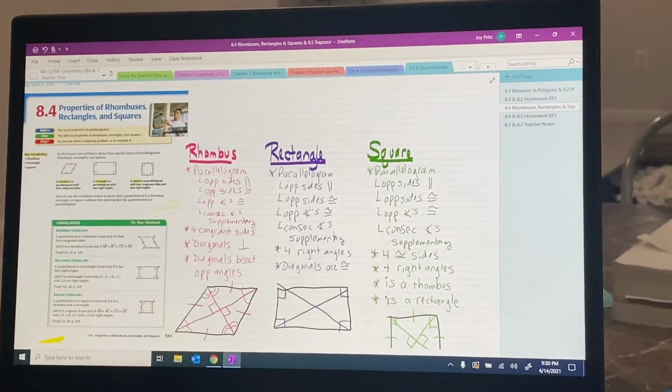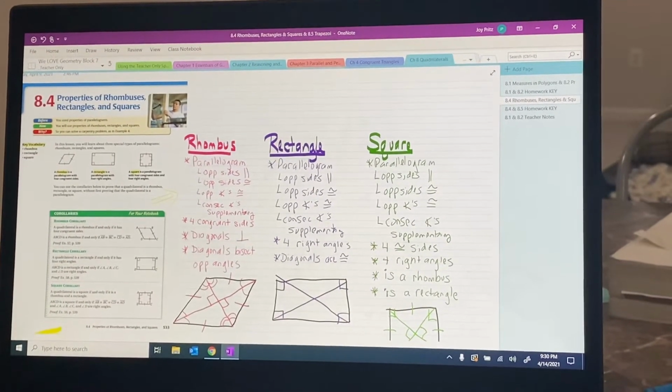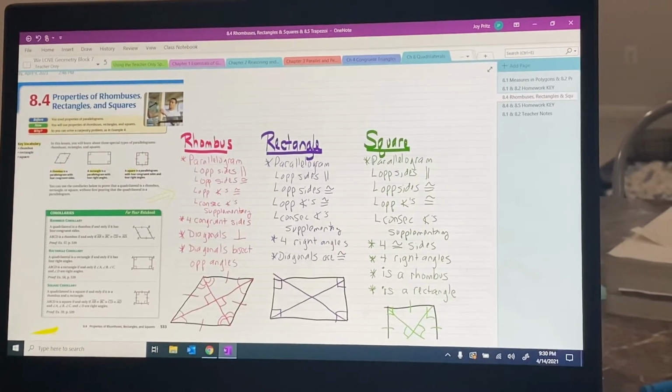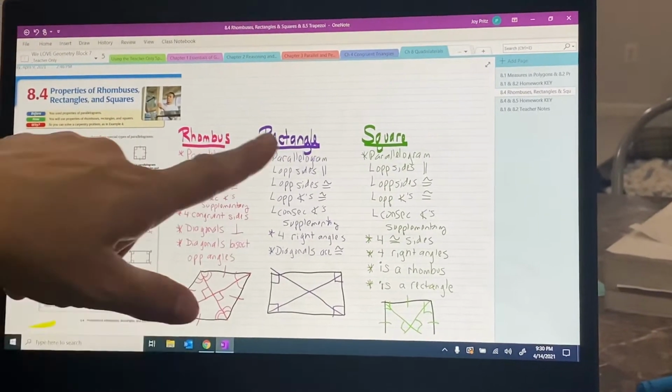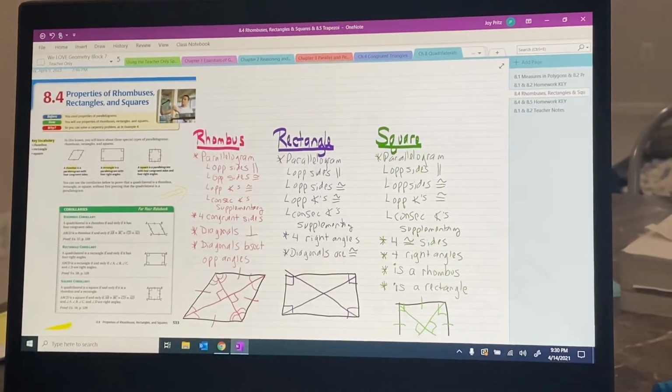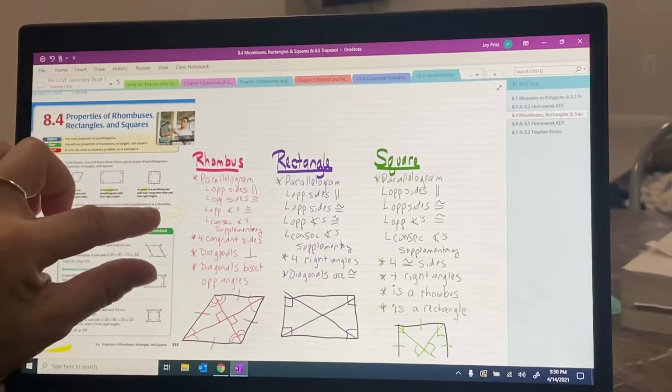Okay, I'm going to make a short video about 8-4 and 8-5. These are specific kinds of quadrilaterals. In 8-4, we're going to talk about rhombuses, rectangles, and squares. These are already in your notes. I just want to explain them so that they make sense.